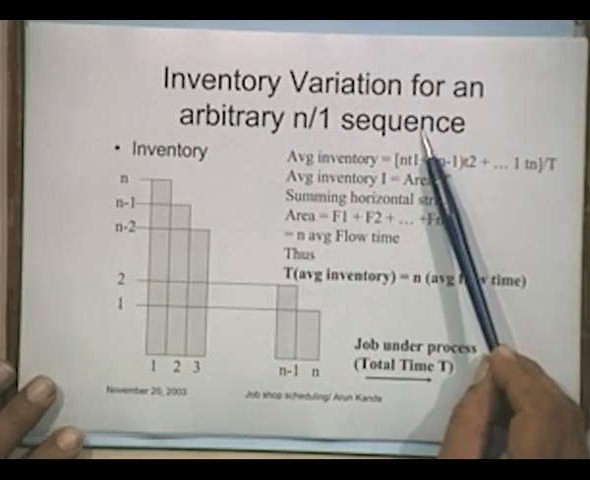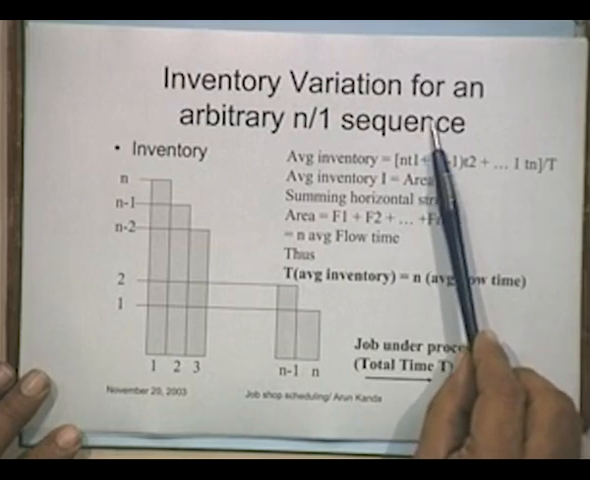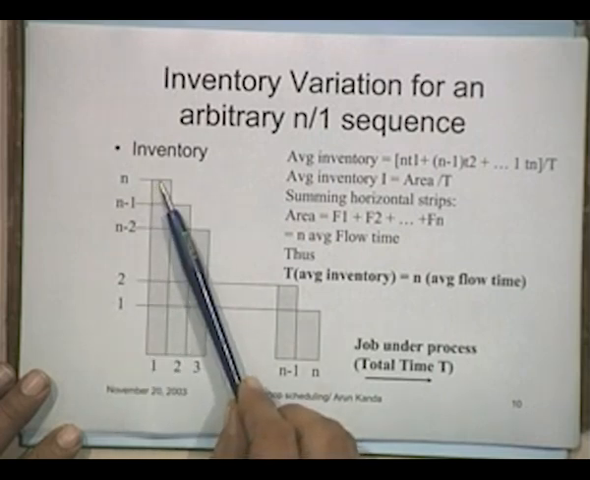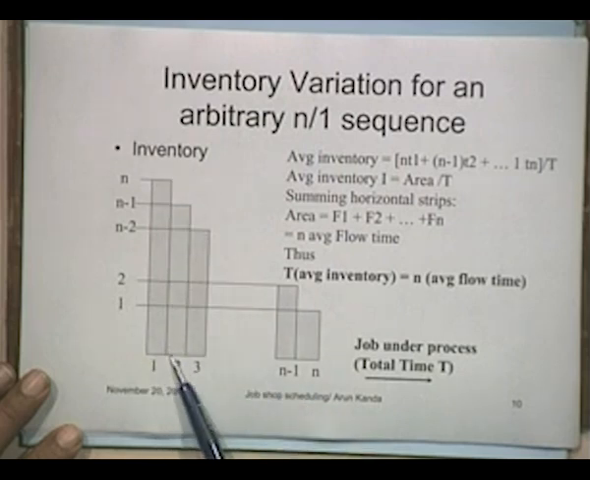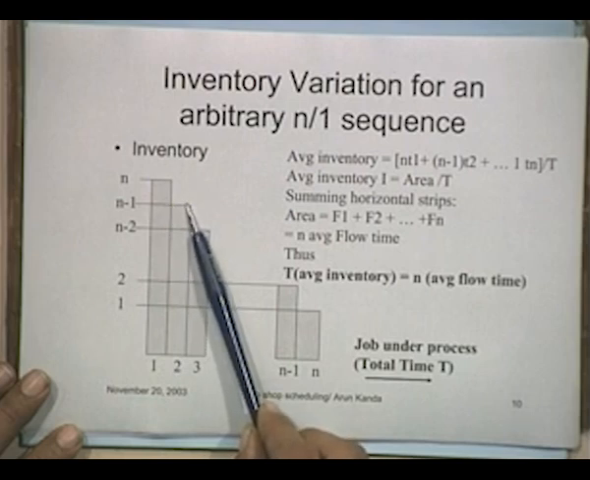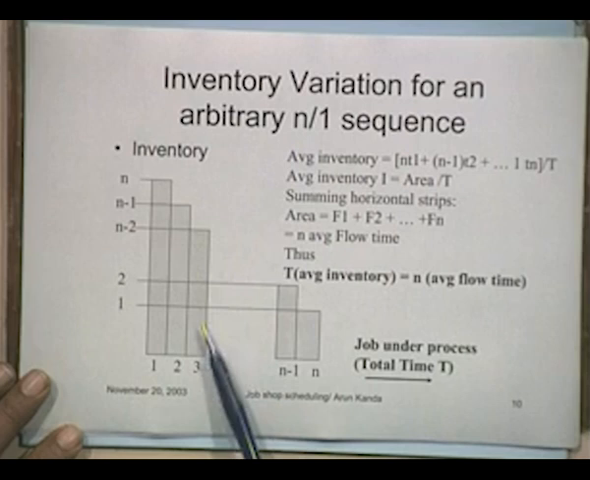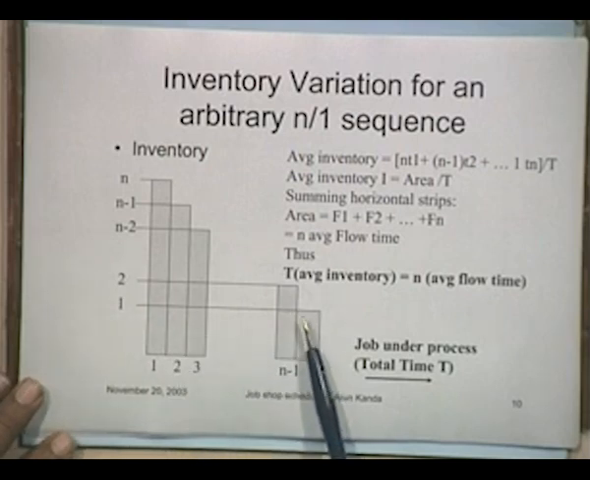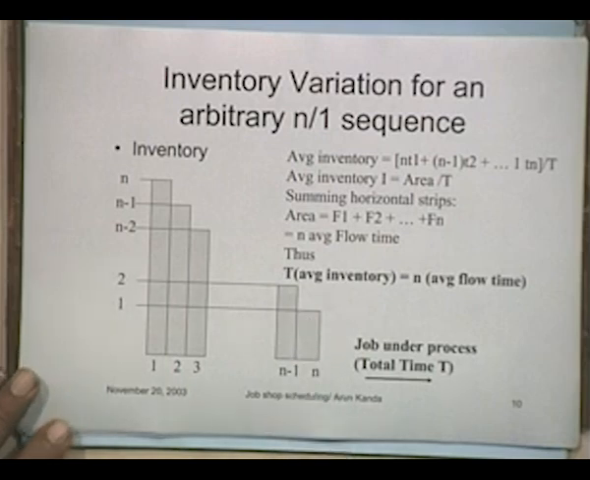Let's look at the inventory variation for an arbitrary sequence that you have, N jobs on one machine. What will happen if we have the first job, the second job, the third job and so on up to the nth job being completed? What is the average inventory? When the first job is being processed, the number of jobs in inventory is N. Then once the first job is completed, the number of jobs in inventory is only N minus 1 because one job has gone out, and then subsequently for the third job it is going to be N minus 2 and so on. So ultimately, when the final inventory is just one job, there is only the last job, the nth job, in progress, and that's the one which is actually waiting.